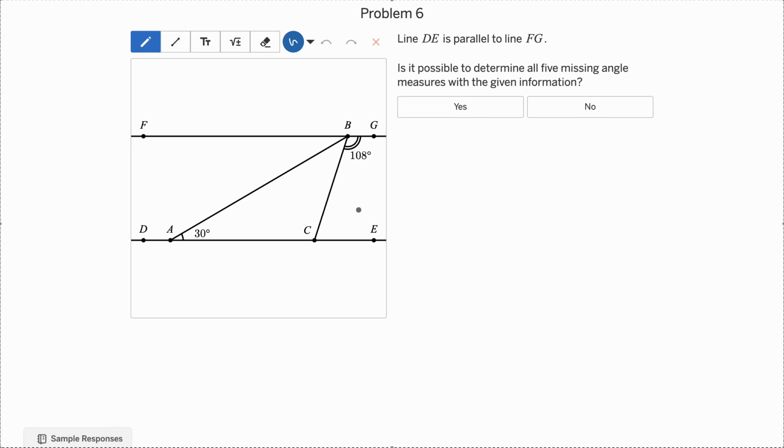I think you said you didn't need help on number 6, but line DE is parallel to FG. Is it possible to determine all 5 missing angle measures with the given information? Well, you can figure out this one, which means you can figure out this one. And you can figure out this one.